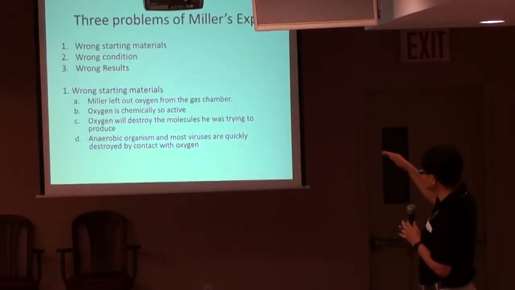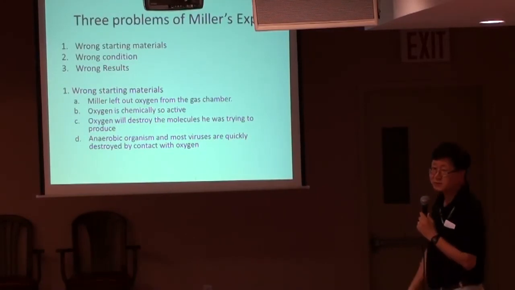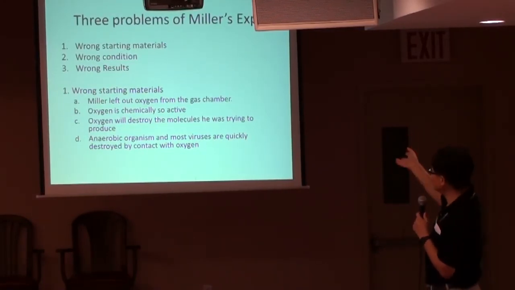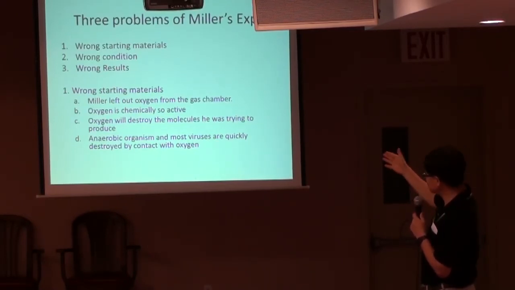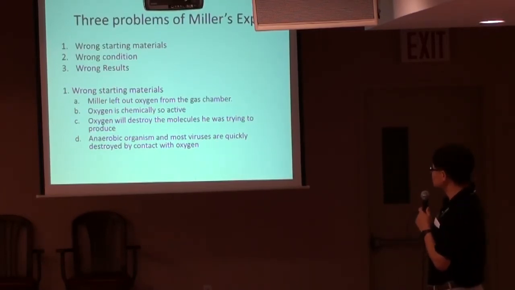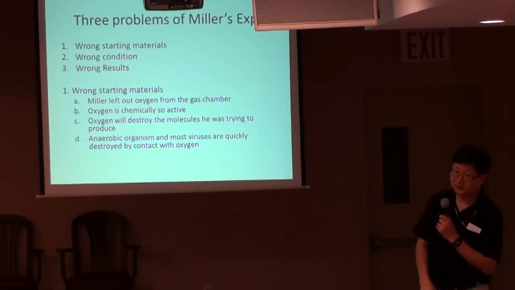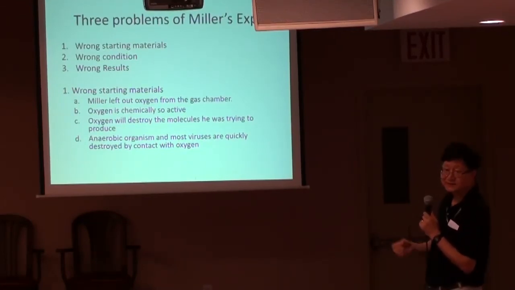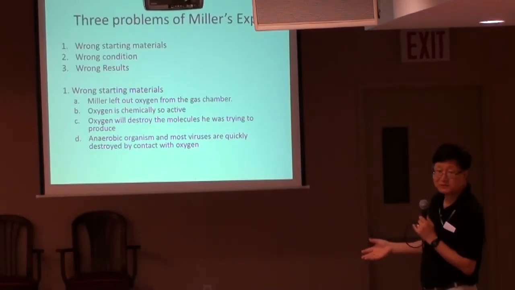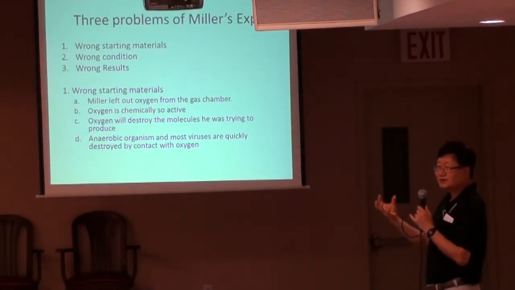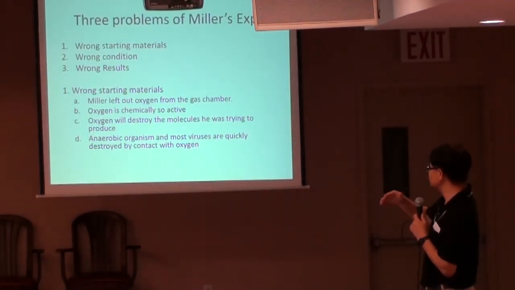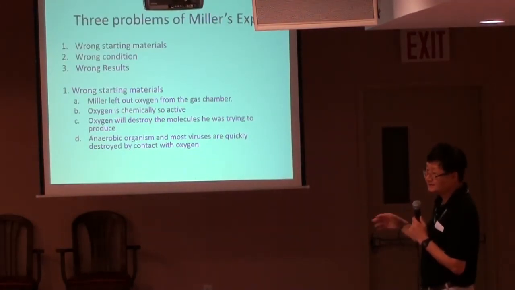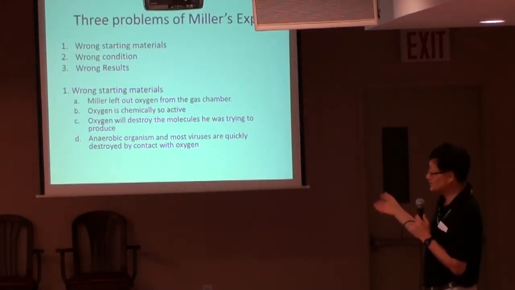Okay, I'm going to describe his experiment and its problems. He used the wrong starting material, wrong conditions, and got the wrong result. First, wrong starting materials. Miller left out oxygen in the gas chamber. Oxygen is chemically very active, and it destroys amino acids immediately when they form. So in order to collect amino acids, he intentionally removed the oxygen. So this is a very conditioned experiment.